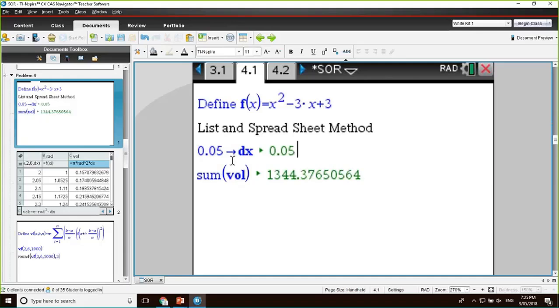And if I go and put 0.01, it's going to give me a more precise, sorry, what happened there? Sum of volume. There's something gone wrong there. And if I put 0.02, you can see it's giving me a bigger error because the answer I'm expecting is 1309 instead of 1323. All right. So that's using the list and spreadsheet method.